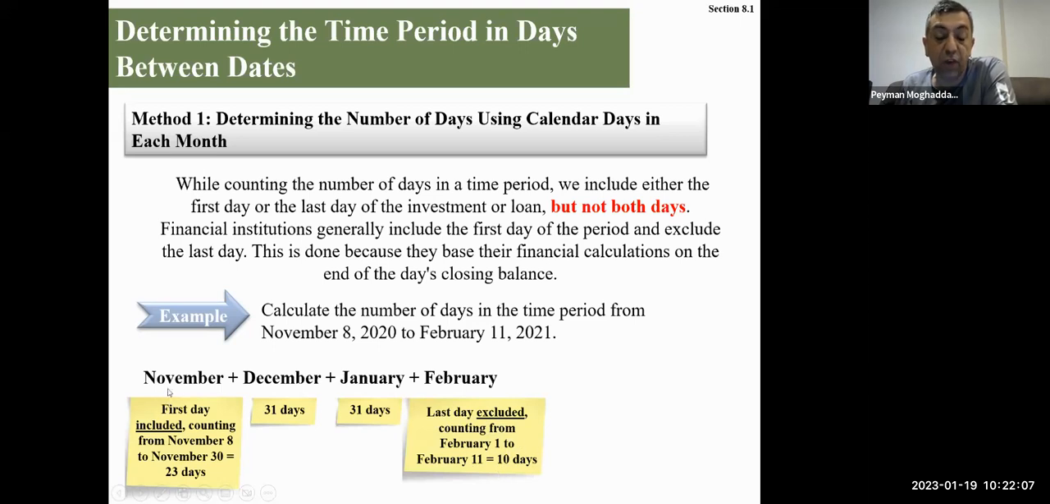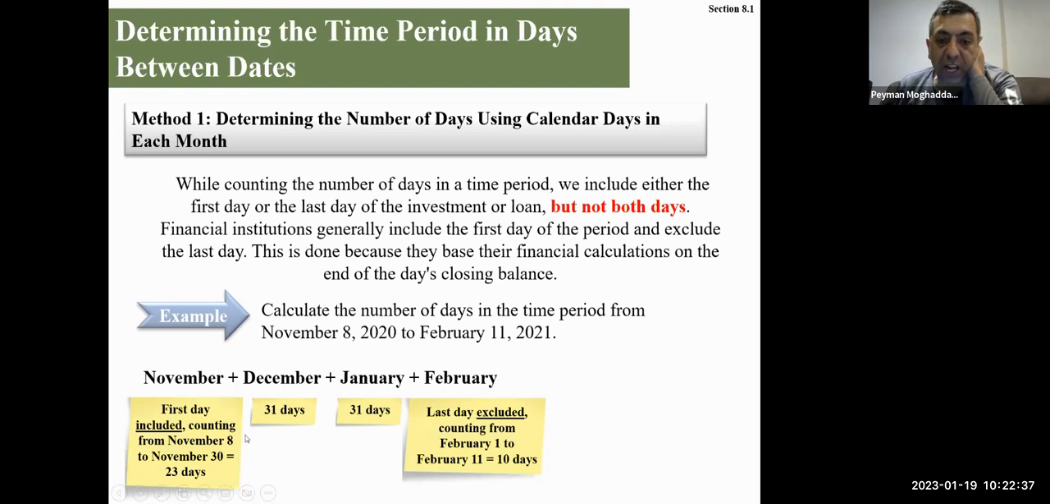You either include the first day and exclude the last day, or we exclude the first day and include the last day. We can't have both of them at the same time. As I said, we either have to include the first day and exclude the last day, or exclude the first day and include the last day. We can't have both of them for the interest rate calculation.